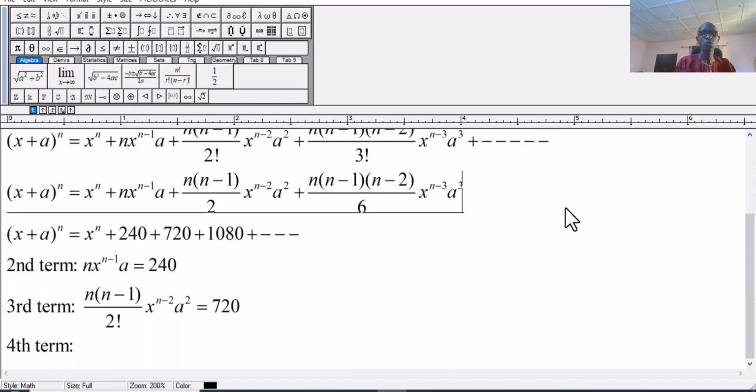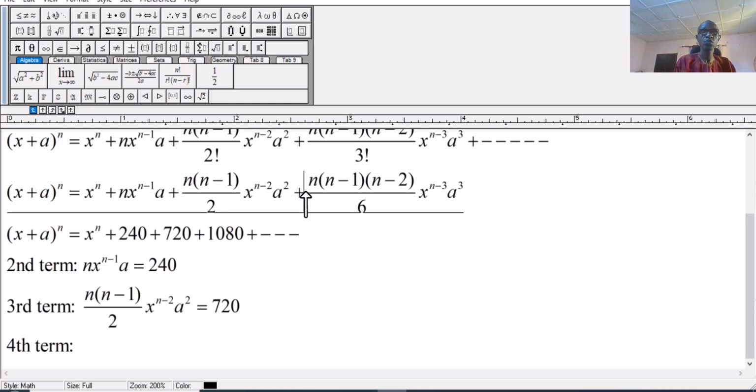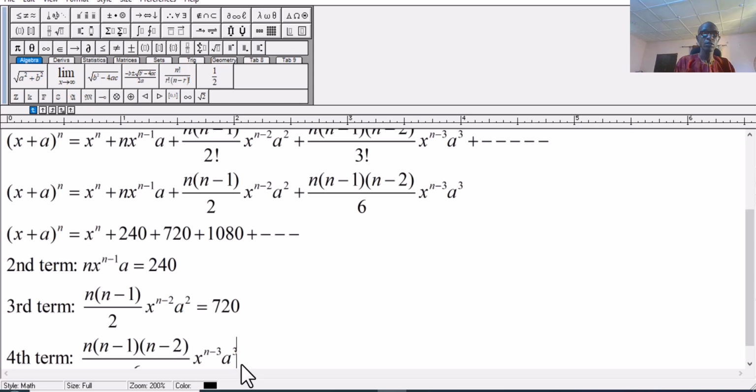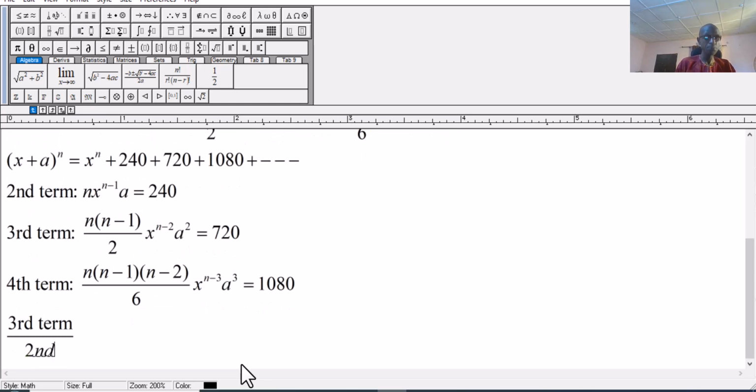So let's continue now. Our second term, I can rewrite this, 2 factorial will give me 2. So that is that. For the fourth term, which is this, I'll just copy it, is equal to 1080. Now we have gotten out all the terms. Let's do something like this: third term over the second term. So we are doing that.